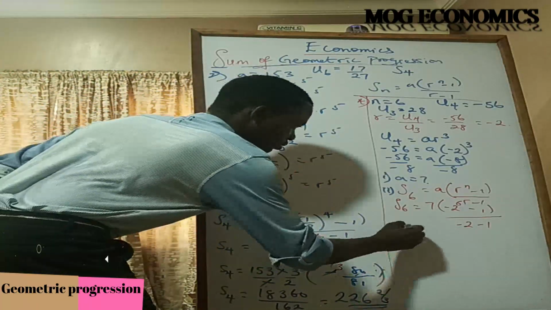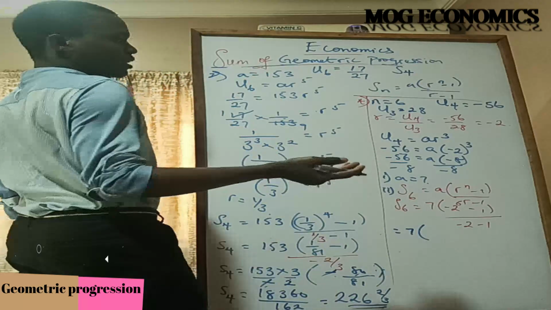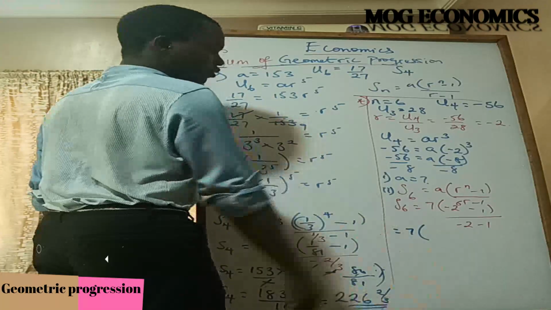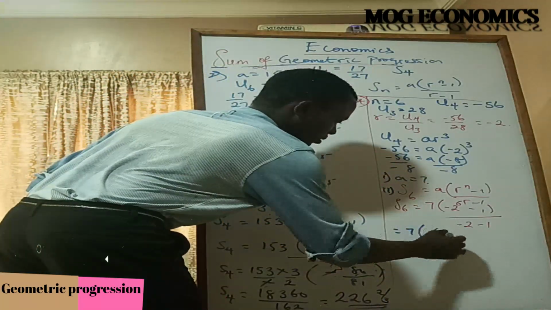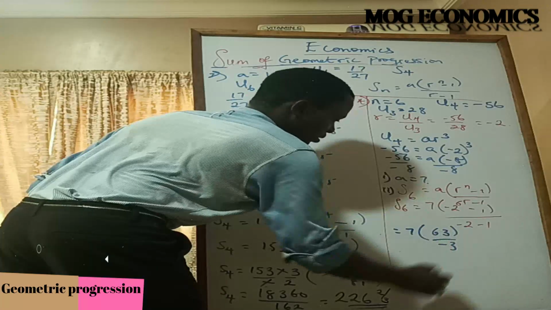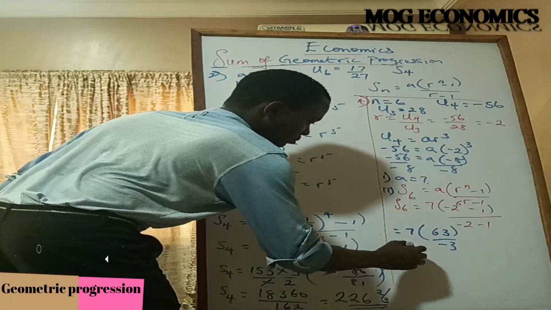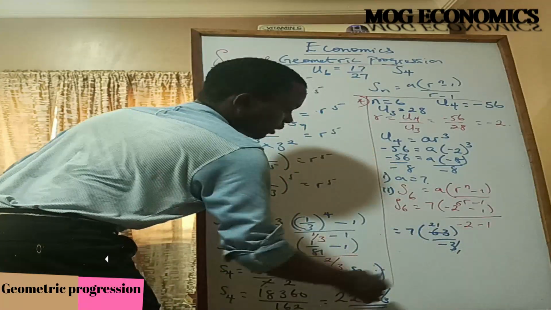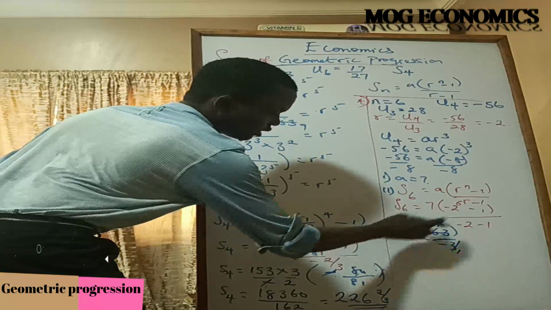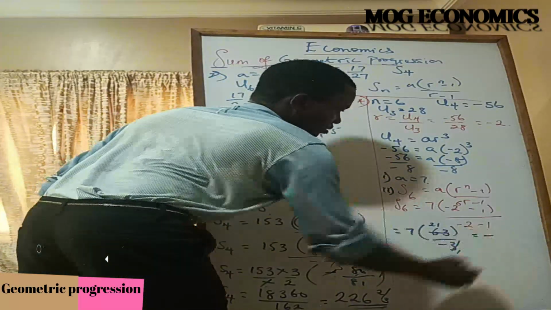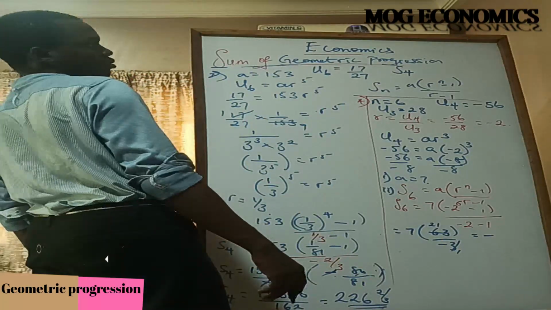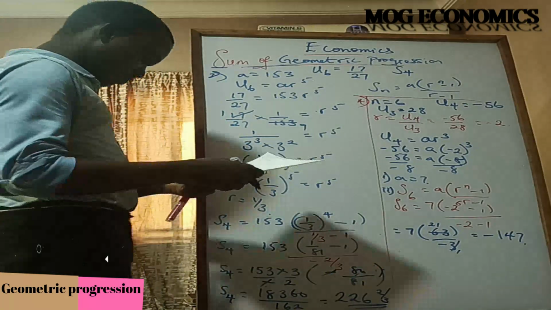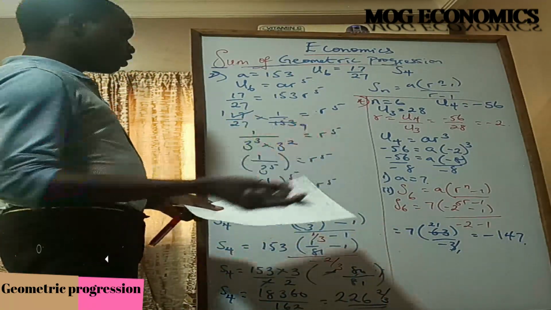So S6, we have 7 into brackets, minus 2 raised to power 6, where 6 is even, so our answer is going to be a plus. That's 64. 64 minus 1 is 63, divided by minus 3, which gives minus 21. So my 7 times minus 21 is going to give us minus 147. So the sum of the first 6 terms is minus 147.